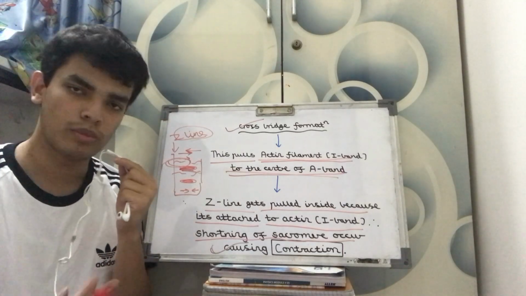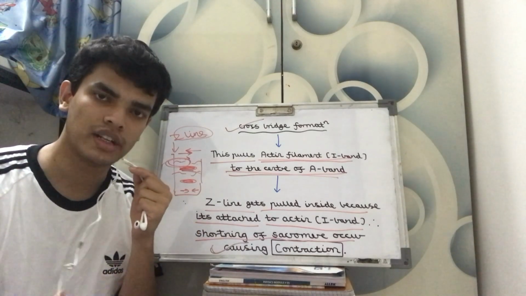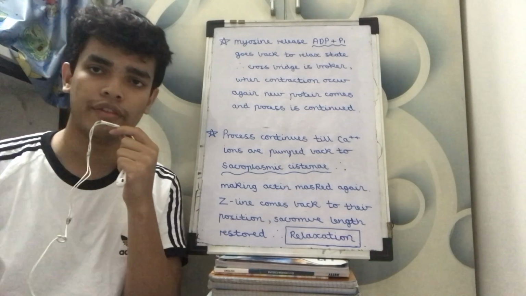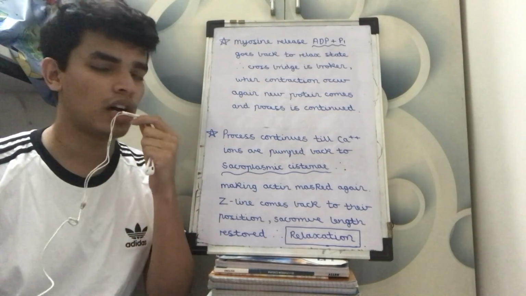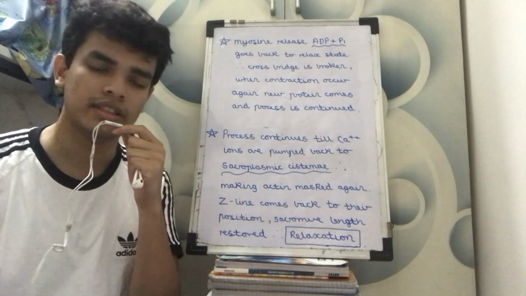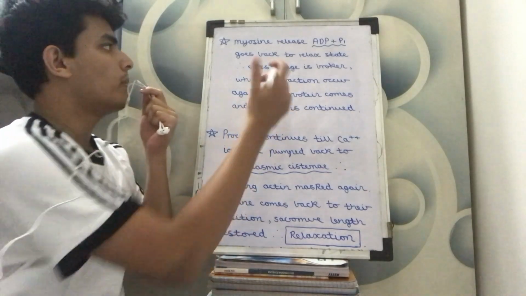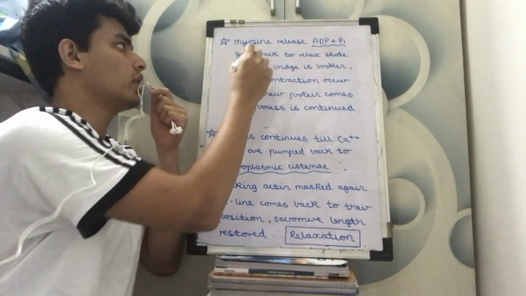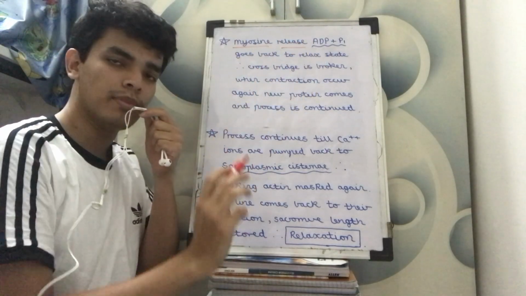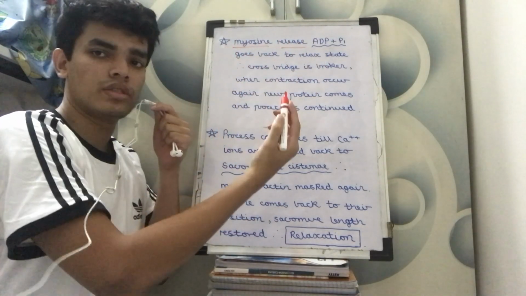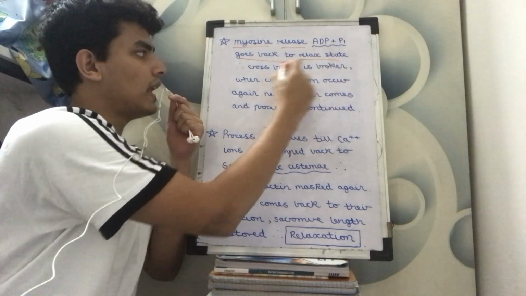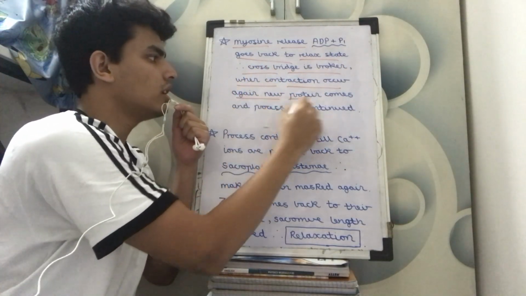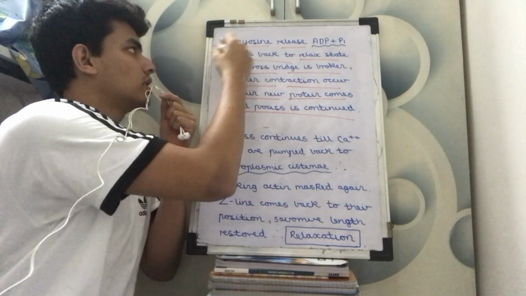So now we will move further, and I will give you further more detail about relaxation as well. Okay guys, so we have completed contraction. So now these are two important points, so let's just read them. The myosin, when the contraction is done, at that time this process is occurring. So the myosin releases ADP plus Pi, which is phosphorus, and it goes back to relaxed state. Therefore the cross bridge is broken. When contraction occurs again, new protein comes and process continues.